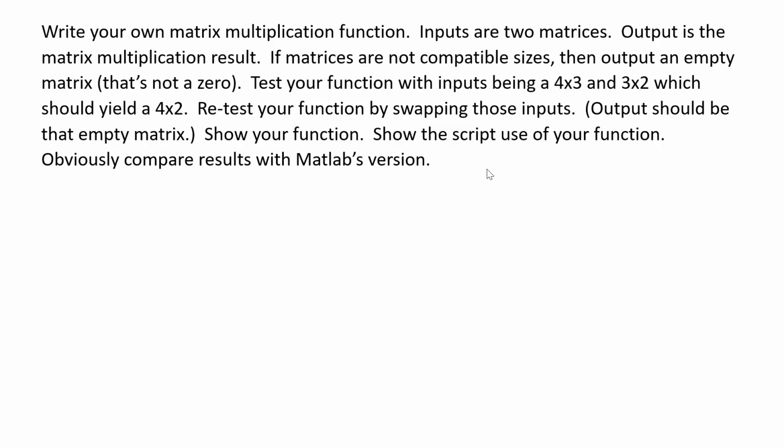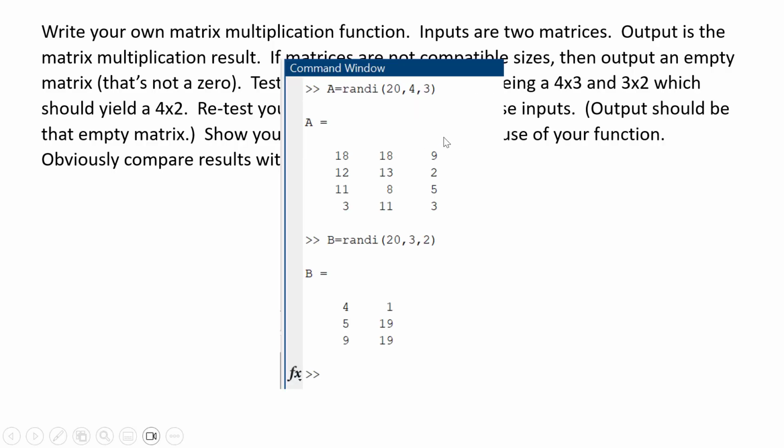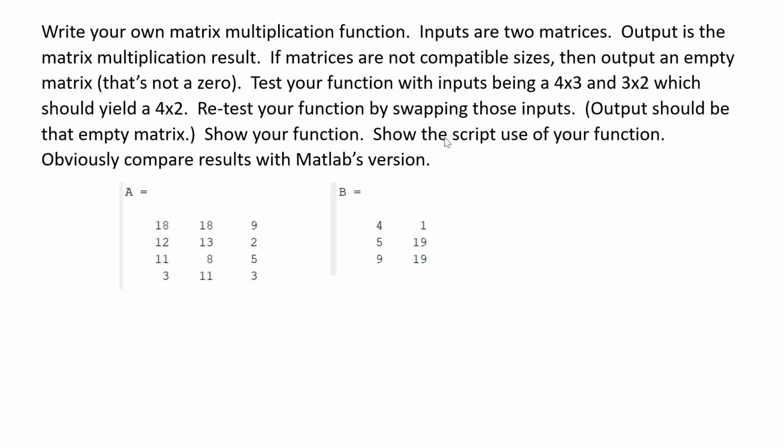So let's do some of these things. First thing I did was I created some random A and B matrices. I just used randi to create a 4 by 3 for A, and randi to create a 3 by 2 for B. And I'm interested to see what A times B is. So I put B on the right, the 3 by 2, and A on the left, the 4 by 3.